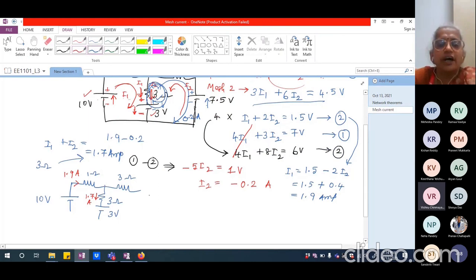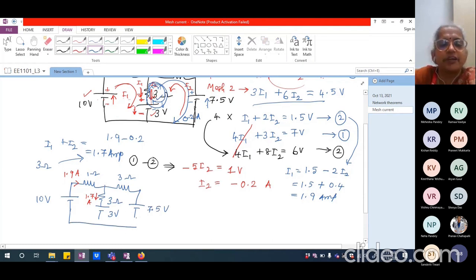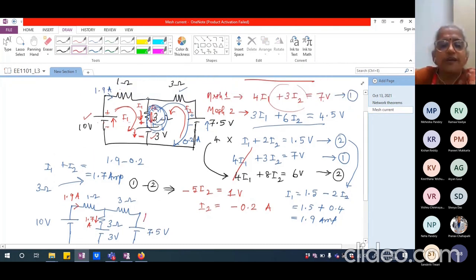Now this is going to be the other one, right? And this resistance, there is no resistance, sorry. This is directly connected to a voltage source. And this voltage source was 7.5 volts. And we are going to have a current which is flowing here in the other direction because we had taken I2, right? So this is going to be, I think, 0.2 ampere. That's what we got. Am I right? So this is the way it is going to work.